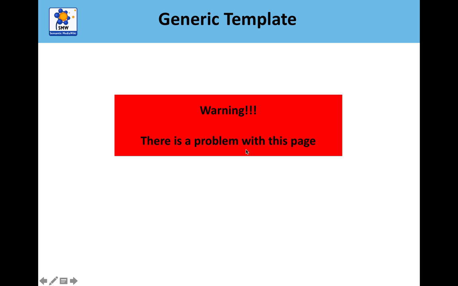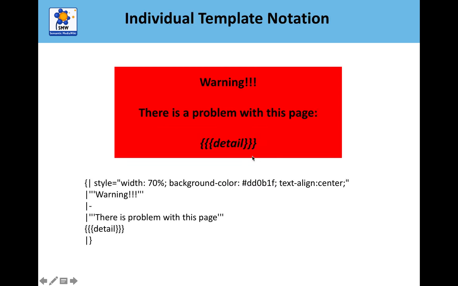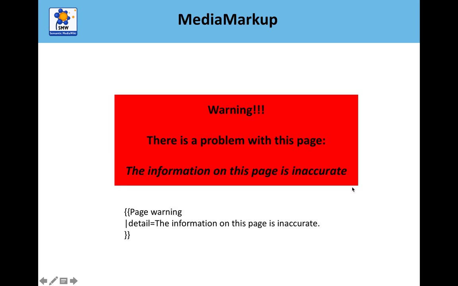So initially we started with a generic template, and then we looked at how we could make the generic template individual depending on the problem with each page. We did that by adding these three curly brackets and that detail that became then the variable. And then we could call the template by the standard template calling with the double brackets, but we add in this extra detail equals and whatever piece of information we wanted to put in there, which in this case was the information this page isn't accurate, but it could be anything. It could be the information is out of date or so on. The point is, we're transcluding a template, but also have the ability to change the template depending on what we want to do with it.